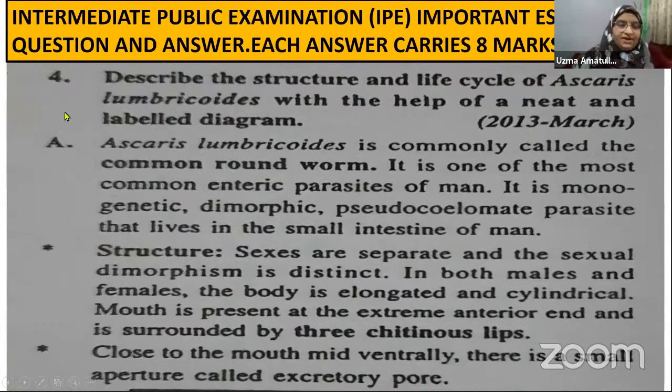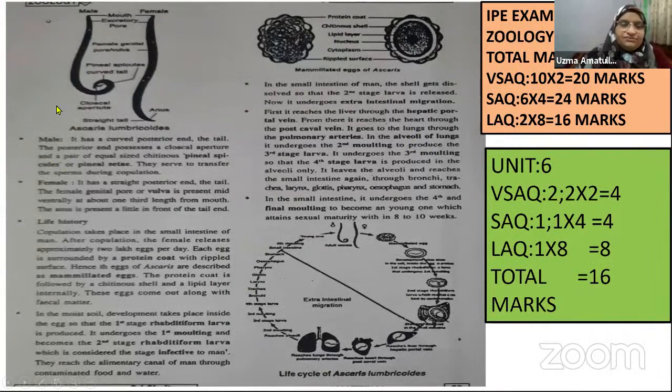For this, you have to write the complete answer: the structure of the male, the structure of the female, and then the life cycle, starting with copulation in the small intestine, how many moltings take place and how the larva changes from first stage to second stage, then to third and fourth stage larva, then to the young worm, and then it attains sexual maturity. The diagram of the mammillated egg is also very important. You practice well for your exam.